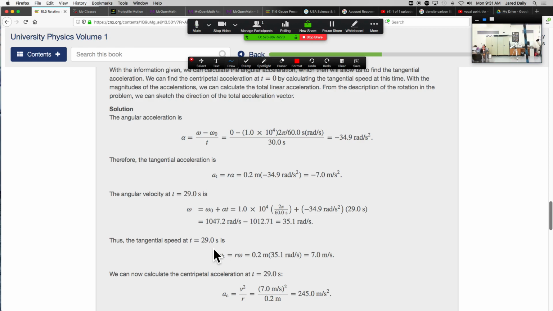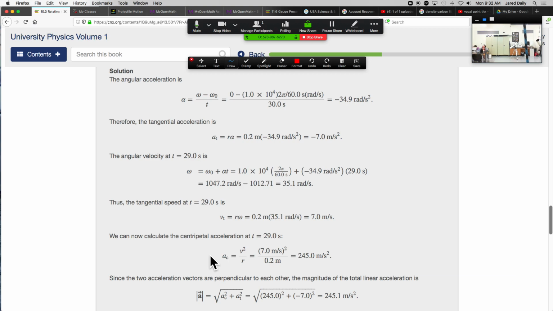So at that moment, we convert from angular velocity to tangential velocity using r, and you're getting 7 meters per second of tangential velocity. Then we calculate the centripetal acceleration, tangential velocity squared over r, 245.0 meters per second squared. Now we have the acceleration tangentially and the acceleration centripetally. These two things added together are going to give us our overall acceleration. But you have to remember that these two things are both vectors, and they are 90 degrees to each other. So they're going to add like vectors.